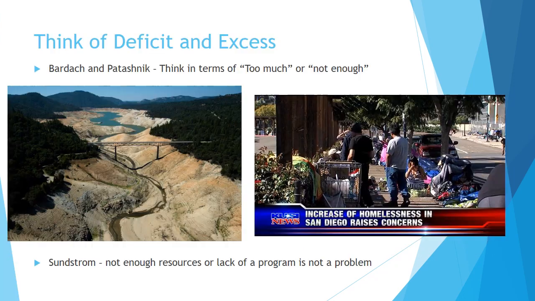So here we go. To begin with, Bardach and Potashnik identify that you should be thinking in terms of deficit and excess. So in other words, think of whether there's too much or not enough of something. One of the examples that they provided is, there's too many homeless people, or that there's not enough water to support the agricultural industry in an environmentally effective way.